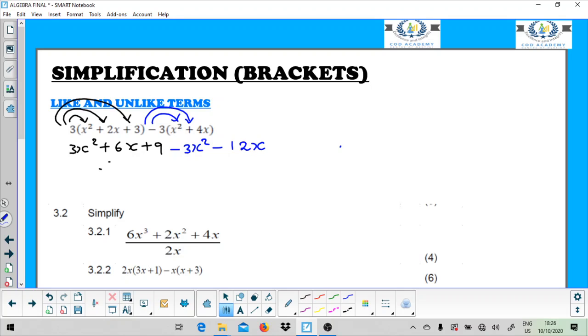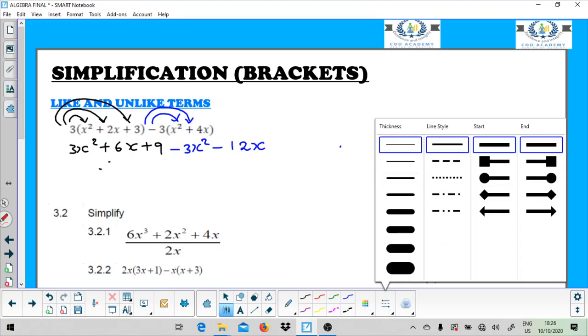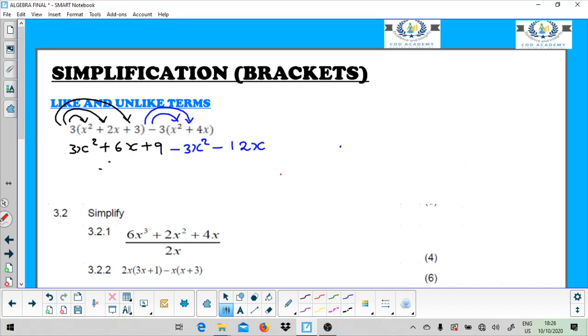So this right here is precisely how you're going to handle things. I think now you have an idea. So the like terms will be this one and that one for now. I think you can see that. So what is 3x squared minus 3x squared? Well, those ones are cancelling out, so I don't have to write 0x squared. I don't have to do it. Okay, so that's another one.